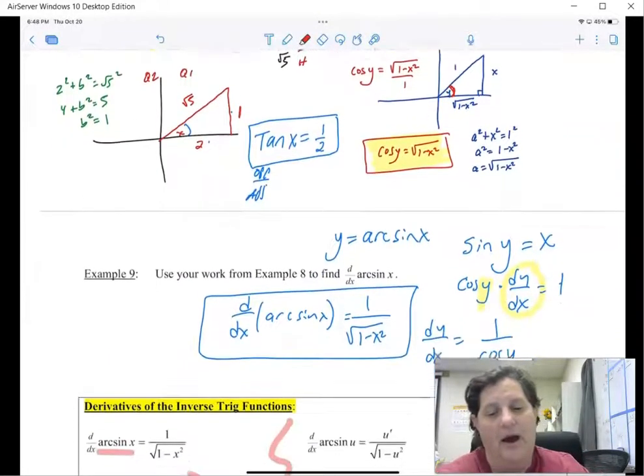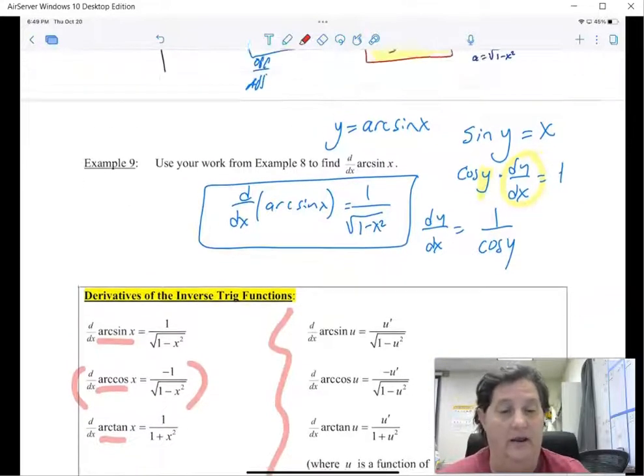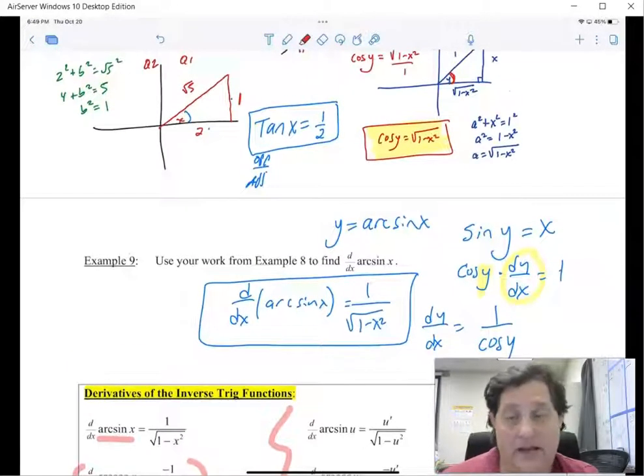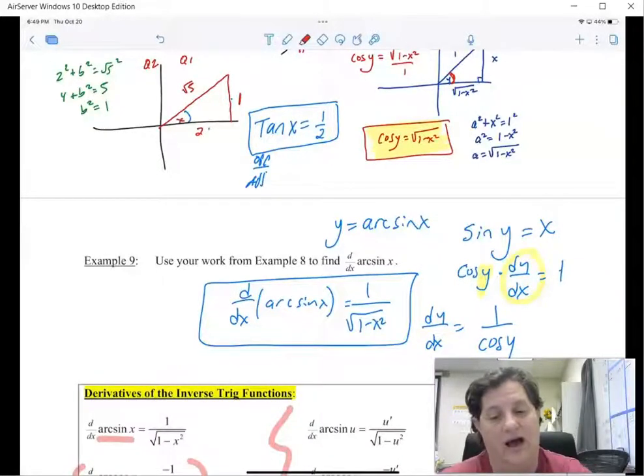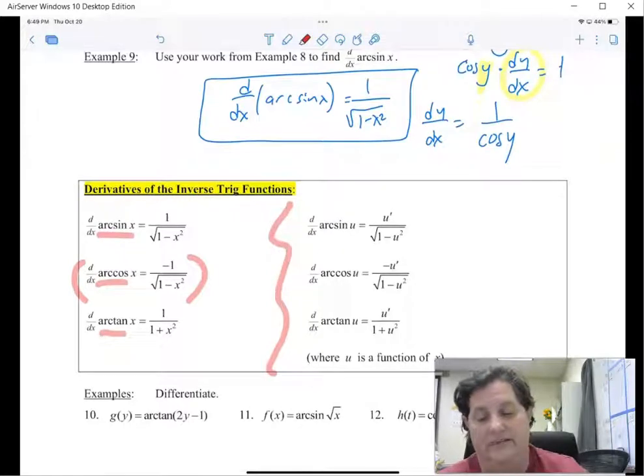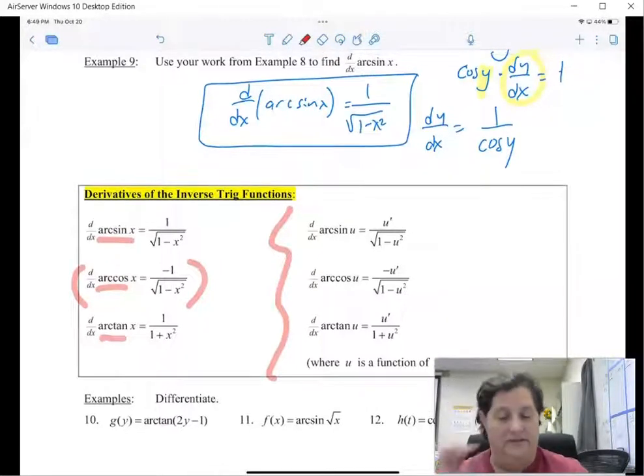Now, I can do the same thing with arccosine, and if you're bored on a Friday or Saturday night, go for it. You know what I'm saying? I could do this same process and find out that arccosine is the exact same thing with a negative. And then arctan is pretty cool. It's 1 over 1 plus x squared.